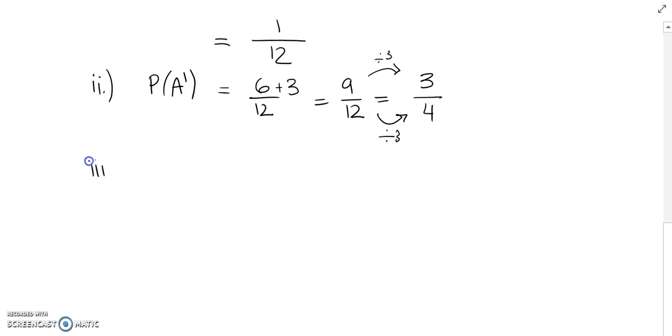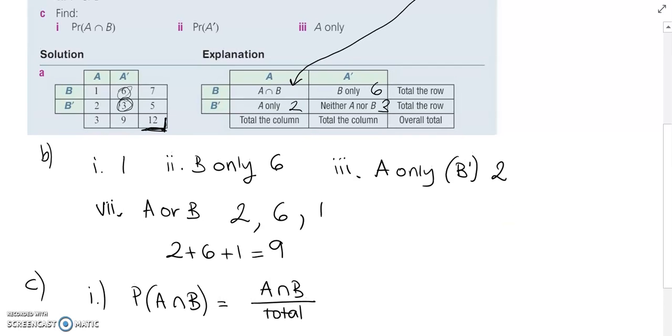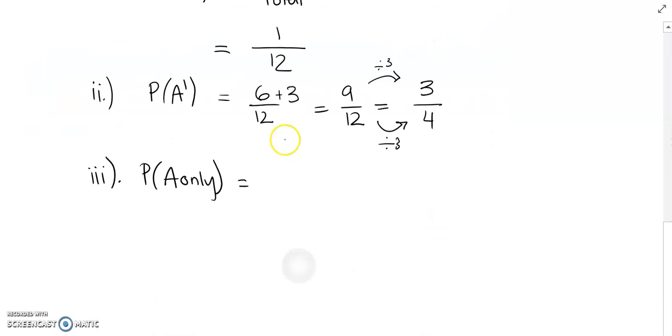The next part is the probability of A only. Looking back up at my table, for the probability of A excluding B, we only want to know A, we don't want to know what's outside the circles as well, like we did last time. So I have 2 over 12. I can simplify this again by dividing by 2 on top and bottom: 2 divided by 2 is 1, and 12 divided by 2 is 6.